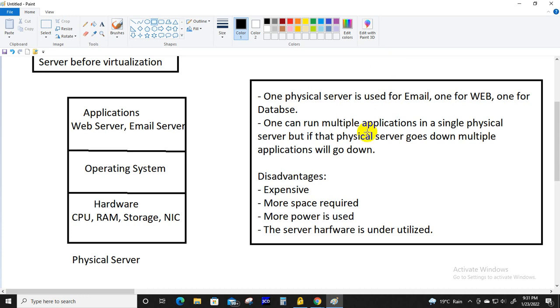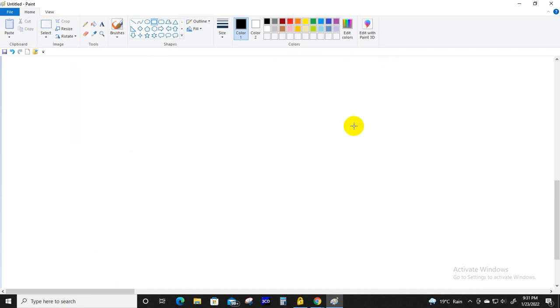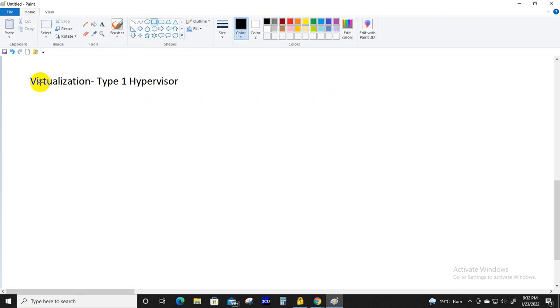So virtualization was introduced and we all moved to virtualization. In virtualization, we mainly have two different types: Type 1 hypervisor and Type 2 hypervisor. First we will discuss Type 1 hypervisor.